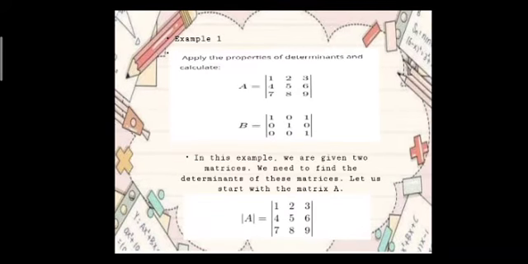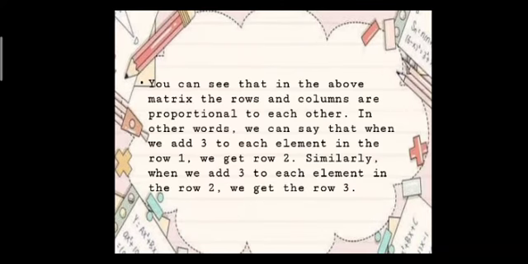For example, apply the properties of the determinants and calculate. In this example, we are given two matrices. We need to find the determinants of these matrices. So let us start with the matrix A. The absolute value of A is equal to 1, 2, 3, 4, 5, 6, 7, 8, 9. You can see that in the above matrix, the rows and columns are proportional to each other.